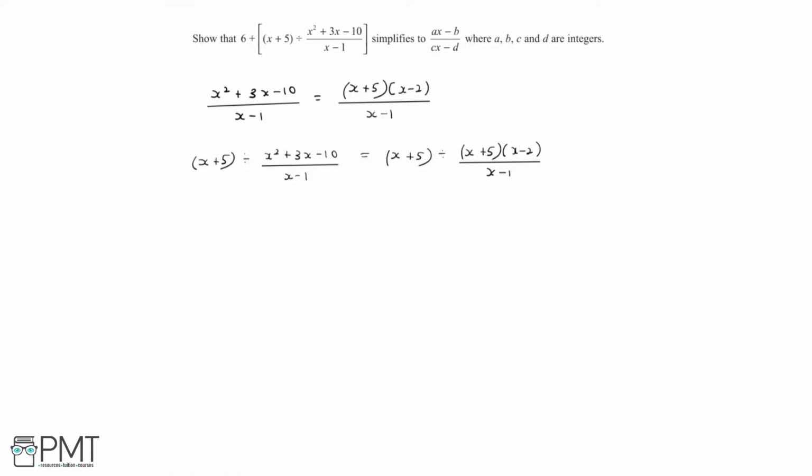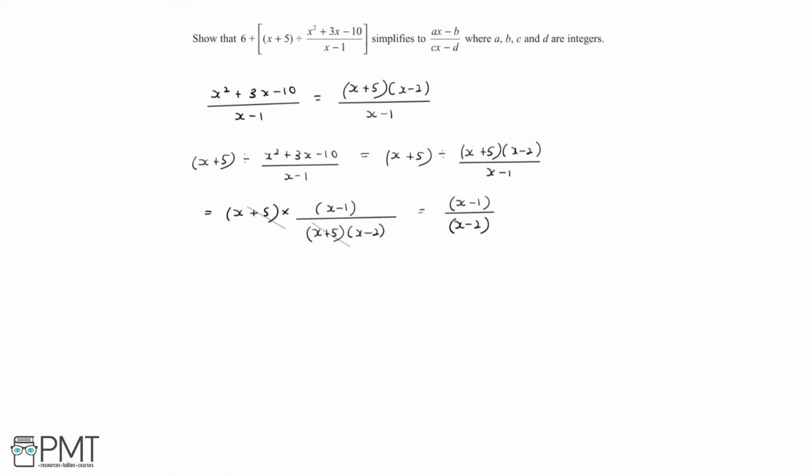And so when we divide by a fraction, we flip the fraction on the right hand side and change the division sign into a multiplication sign. And so we can write this as x plus 5 multiplied by x minus 1 over x plus 5 multiplied by x minus 2. Now we can see that the x plus 5 will cancel out. And so we're left with x minus 1 over x minus 2.